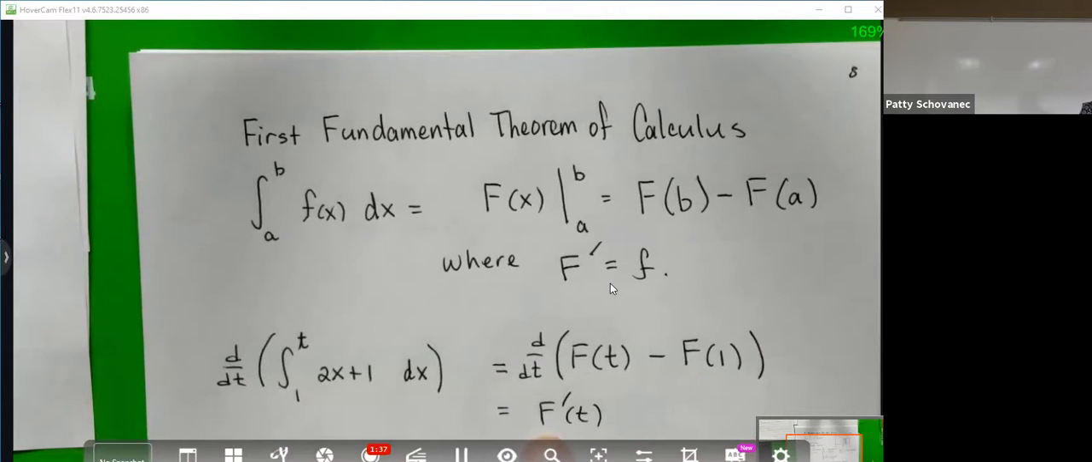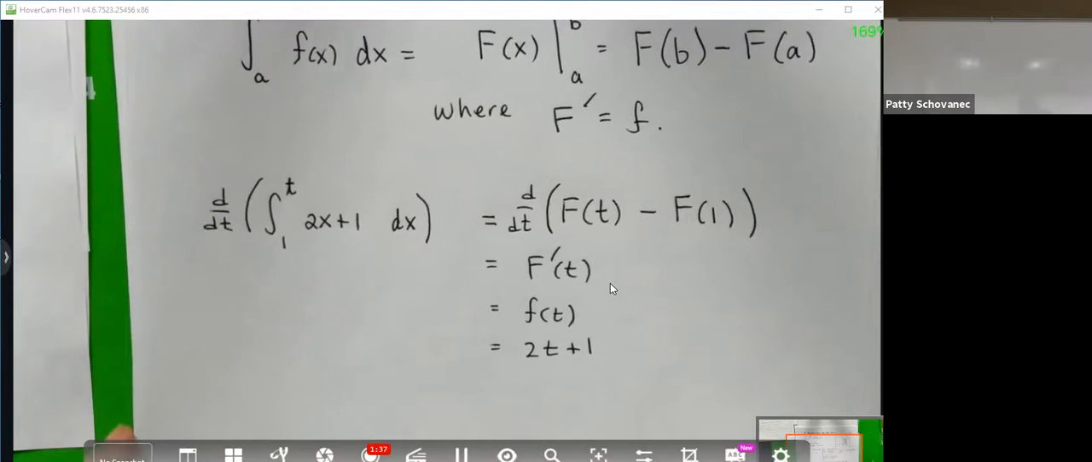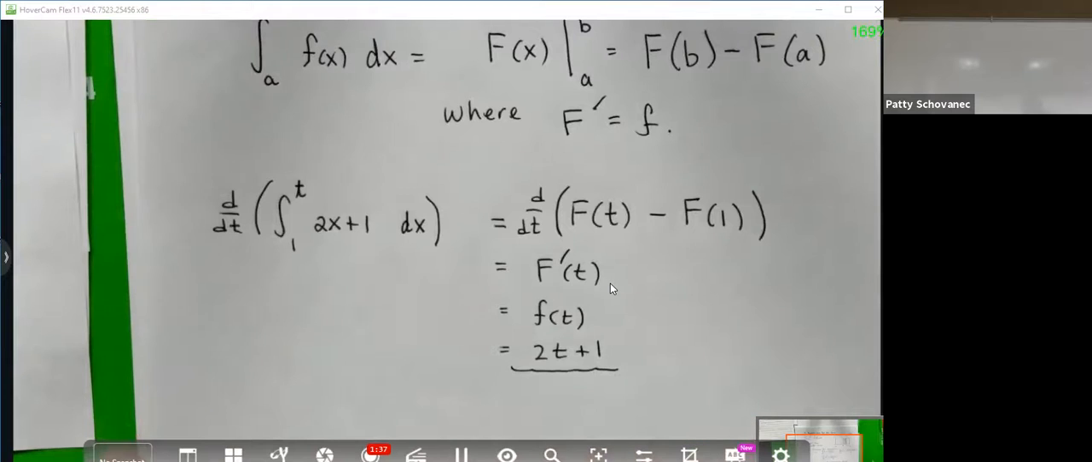But this capital F was the antiderivative of little f. So I should get little f back, but now as a function of t. So in this particular example, we should get 2t plus 1. And we will.